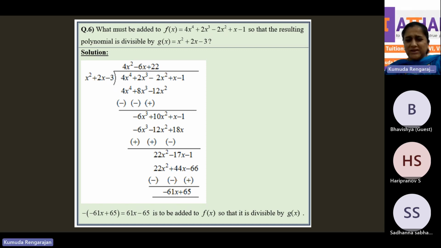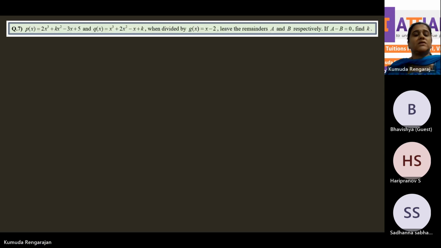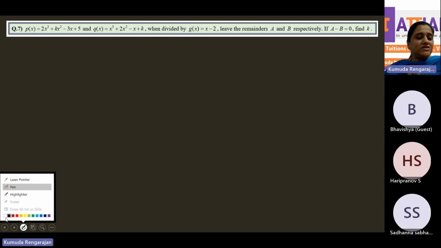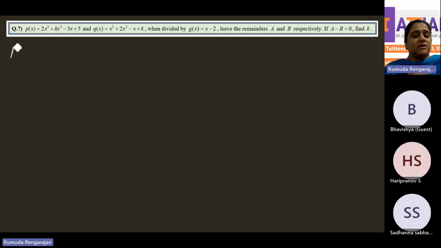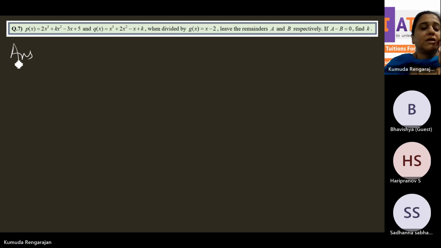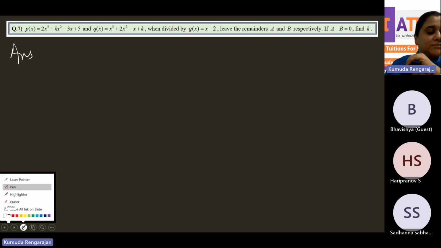So this sum, we did this actually in the last class. You remember, minus 61x plus 65 was the remainder. The same thing we did in the last class. Yeah, this is the next question, children. Bhavishya, read the question and construct the meaning. Write it in short symbolically. Read the question, understand the information, and tell me in short symbolically, that is, using symbols.